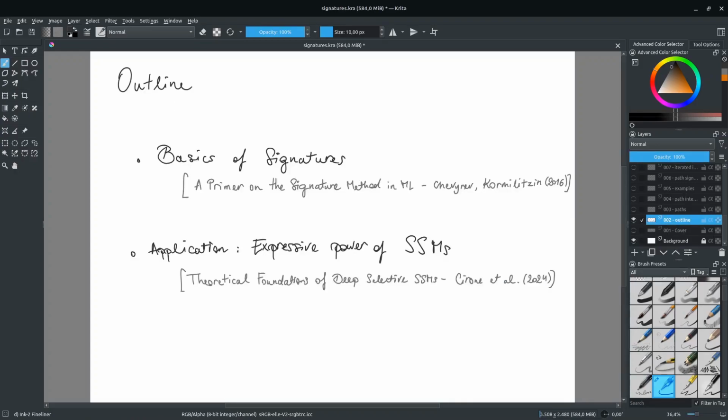To give you a brief outline, we'll be talking about the basics of the signature transform, mostly taken from the primer paper. That's the first part. For the second part, we'll see how the signature transform is applied, at least in a very recent paper, to show how to exactly quantify the expressive power of, for example, Mamba and other SSMs like it.